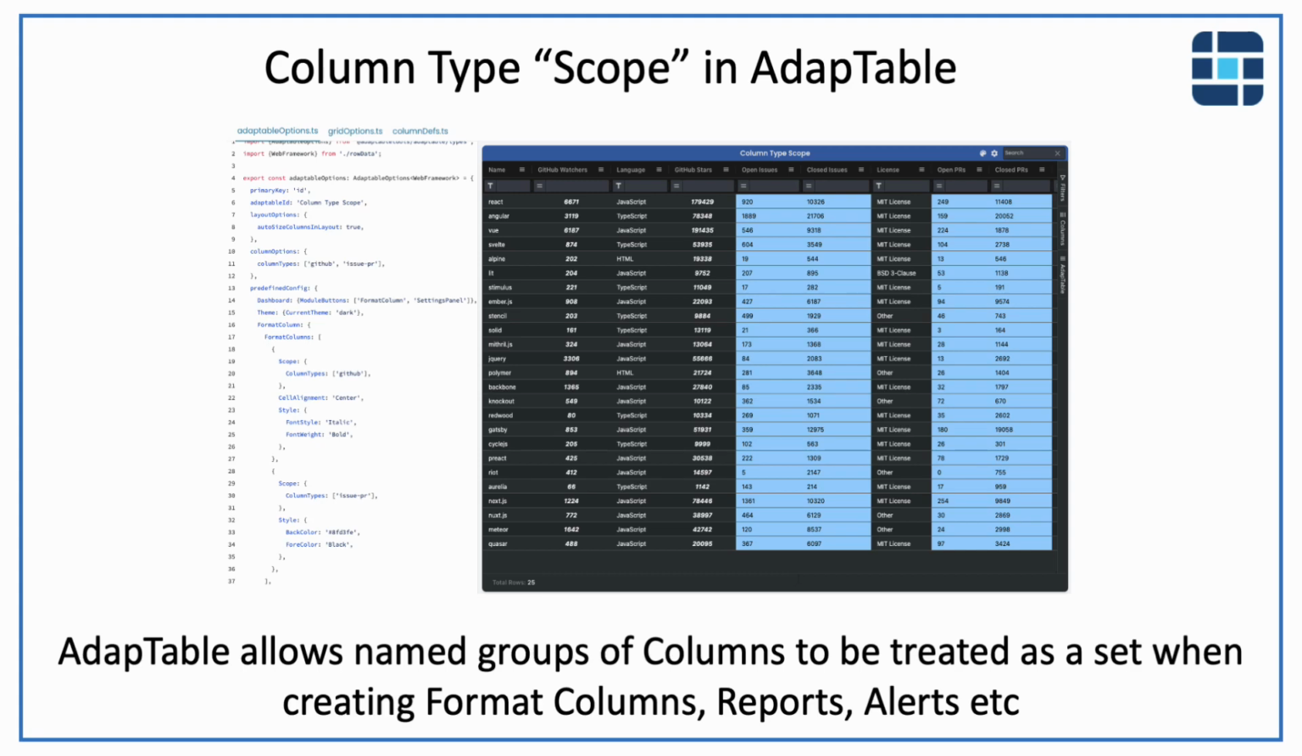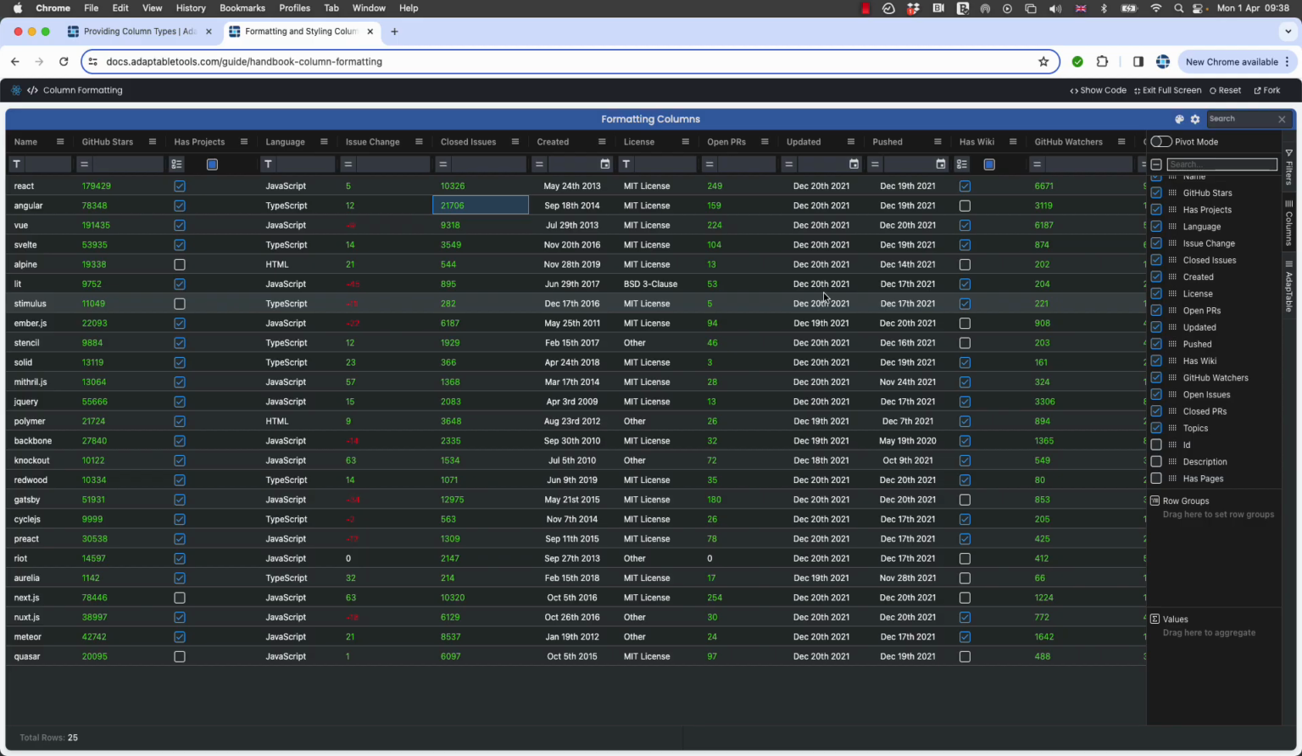Adaptable 18 has many big ticket items, particularly around annotations, notes and comments, but it also includes one enhancement which has been requested by many of our users, and that's the subject of this video, and it's extending scope to column types. So let me explain what that means.